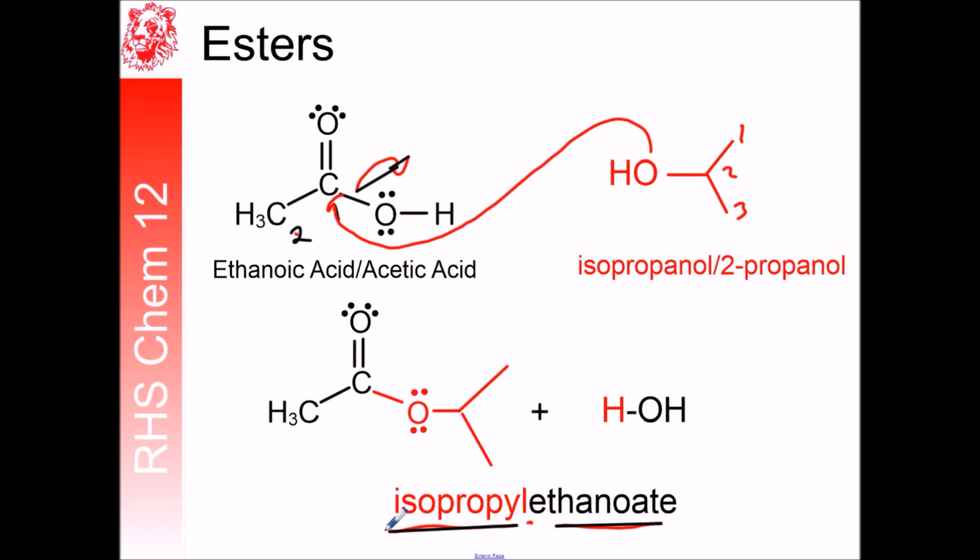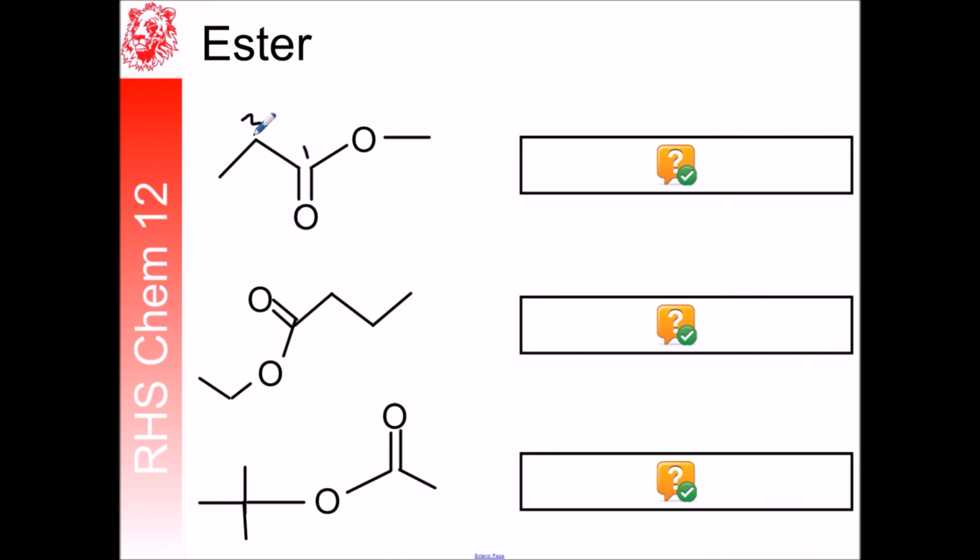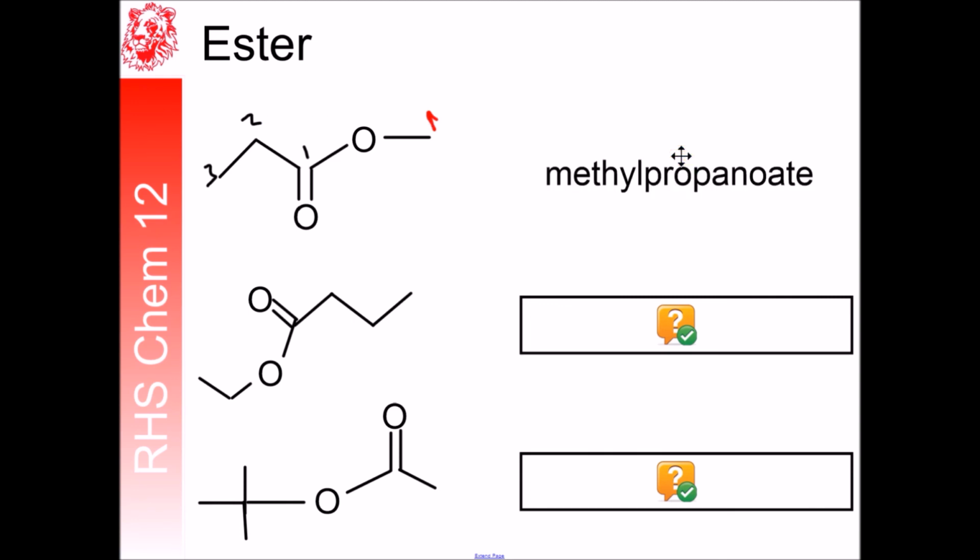So isopropyl ethanoate. So we'll do the parent chain, 1, 2, 3. So this is going to be the parent chain here, and this is going to be the branch, which gives us 1 carbon in the branch, 3 carbons in the parent chain. This is going to be methyl propanoate. Over here, we want to pay attention to which part has the carbonyl. So this is the acid, used to be the acid, and this used to be the alcohol. The alcohol has 2 carbons. The acid had 4 carbons. So it's going to be butanoate, ethyl butanoate.